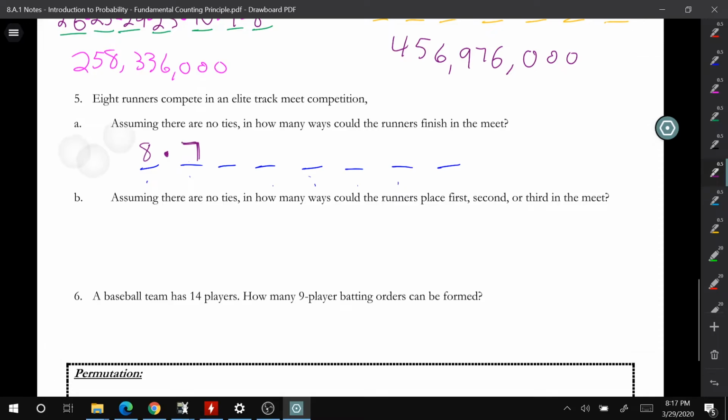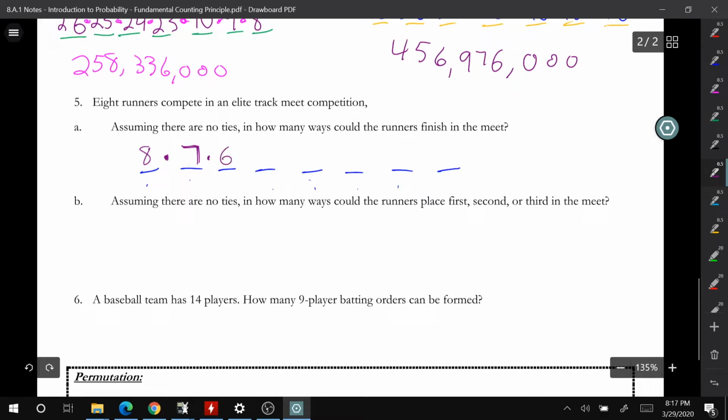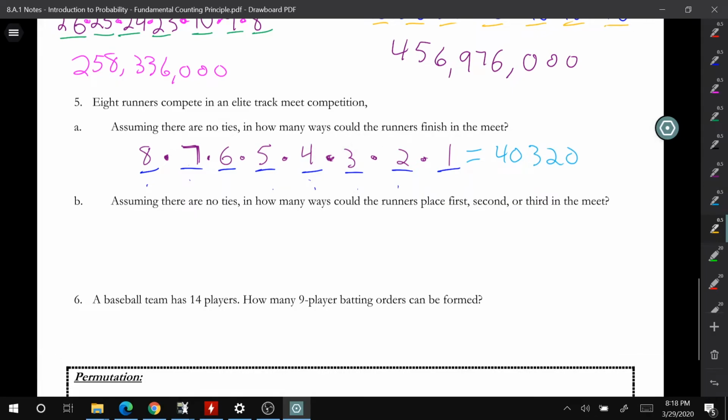finish second. And then for third place, the person who's finished first can't be in third, and the person who finished second can't be in third. So there's 6 options. And then it goes all the way down to the last place. And if you were to multiply all that, that gives you 40,320. Or you could have said, wait a minute, this is the same as 8 factorial. And yeah, if you type that in your calculator, you would get the same thing.